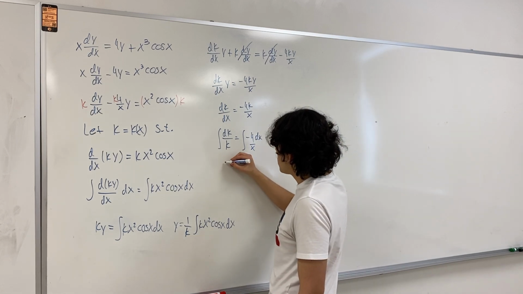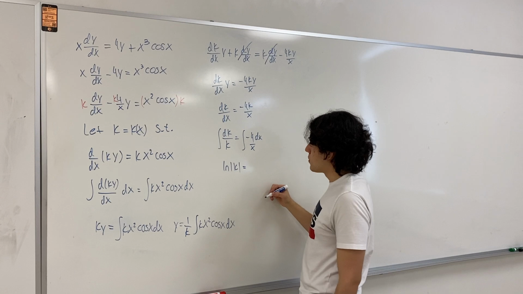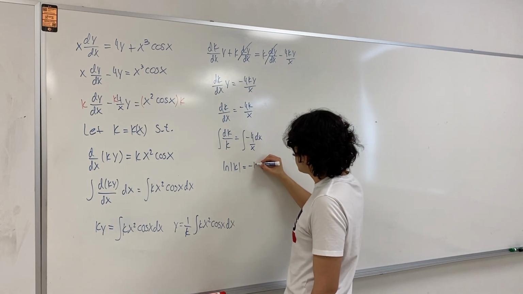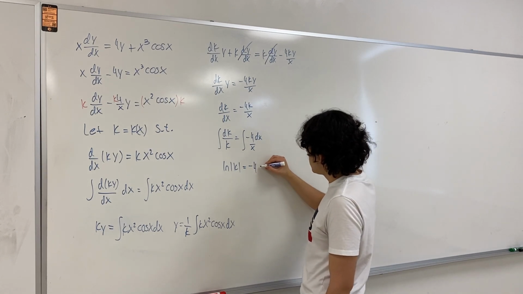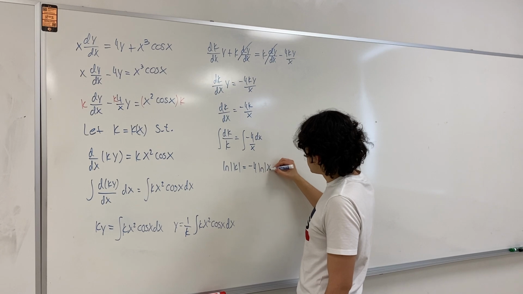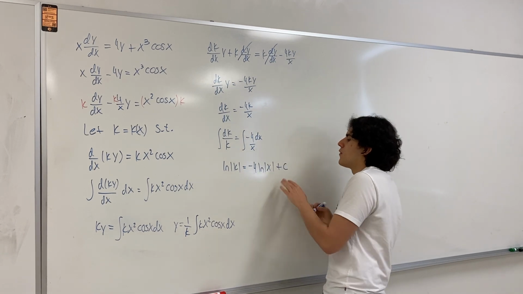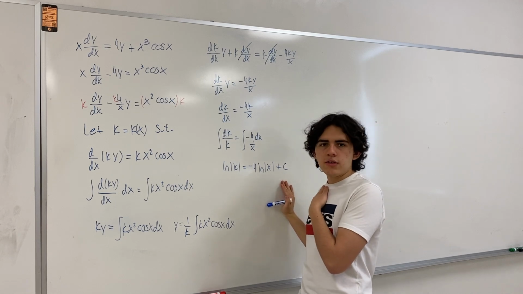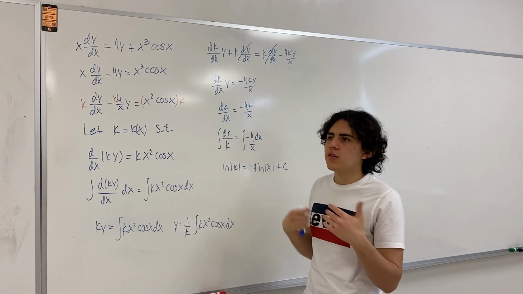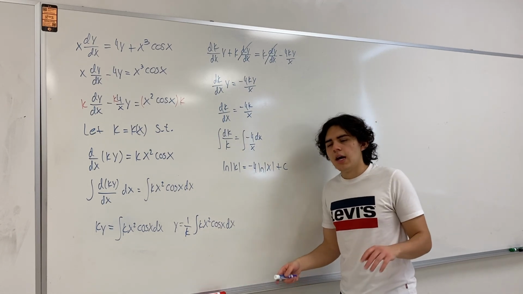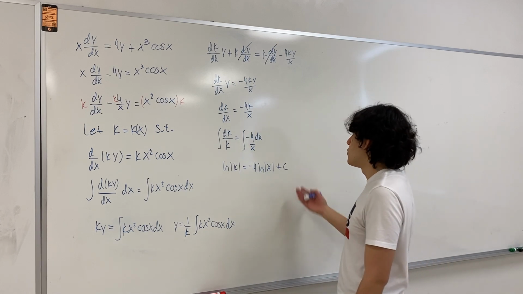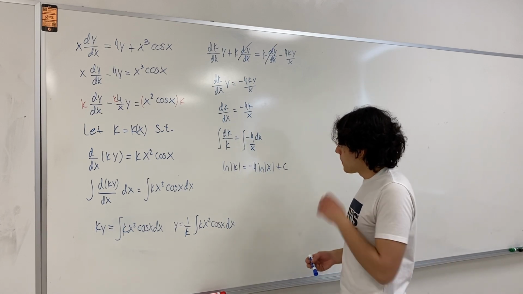Now this is going to give us ln of the absolute value of k, and this is equal to minus 4 times the ln of the absolute value of x. And there's a constant of integration. However, typically we let this constant be equal to 0, okay? Because in the end we're going to have another constant and everything will work out nicely, so we just let this be equal to 0.